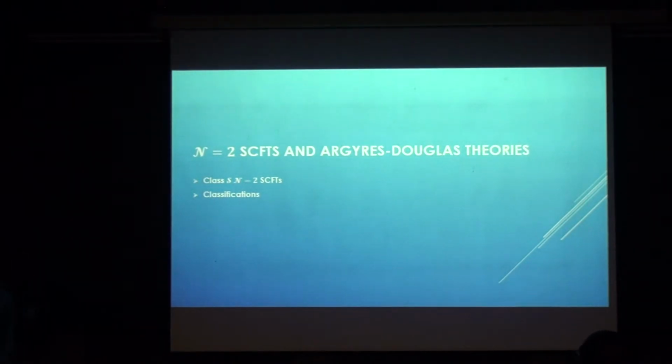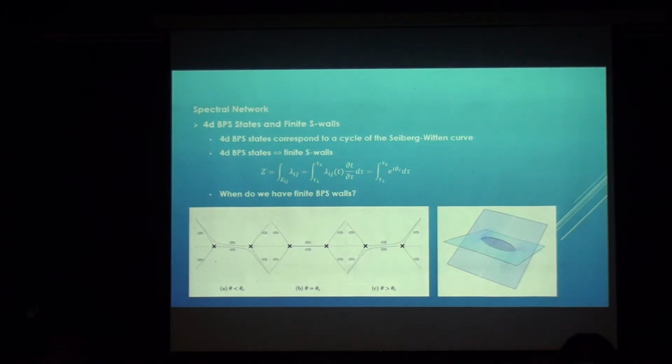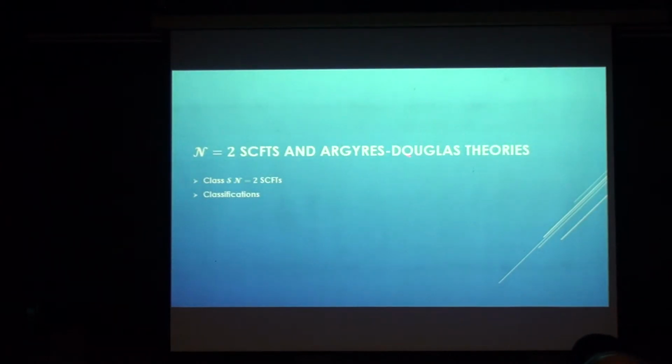Let me review the theories I'm studying, which are N equals 2 superconformal field theories, and in particular the Argyres-Douglas theories. The range of ij is related to the range of the gauge group. How many sheets the spectral curve has is related to the rank of the gauge group, together with some other factors. For example, for the Argyres-Douglas theories I'm considering, it depends on the puncture types on the Riemann surface.